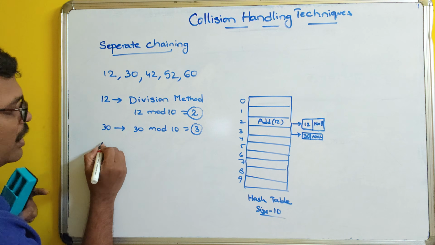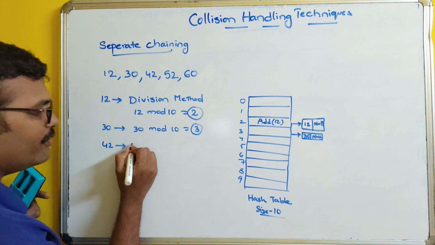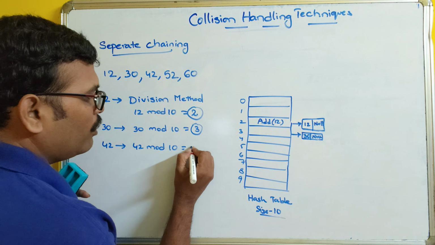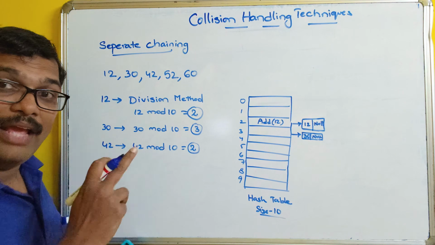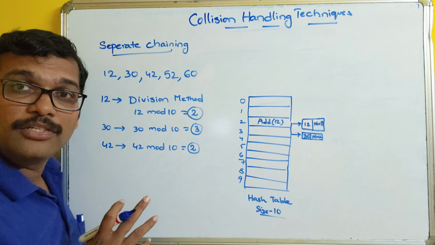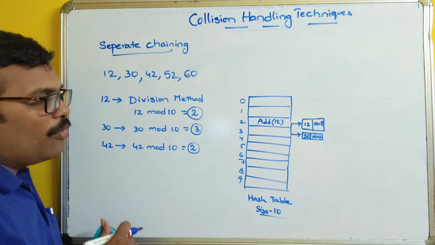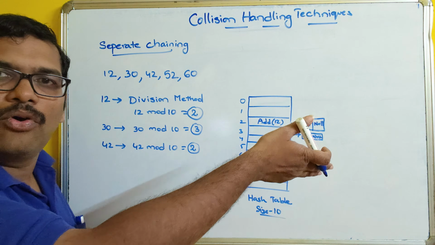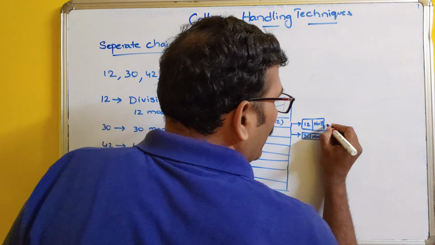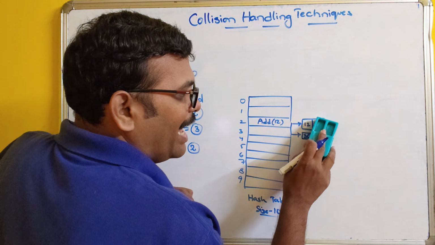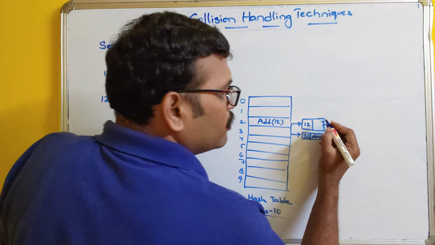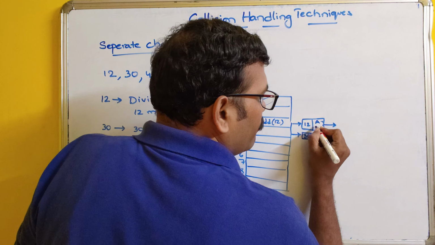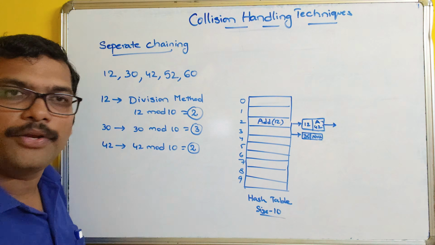Then, come to the third one, 42. Again using the division method, 42 mod 10 is equal to 2. So again we are getting the same hash code, which gives a collision. Now we have to make this element the next node in the linked list. So here we have to erase the null and give the address of 42 here.